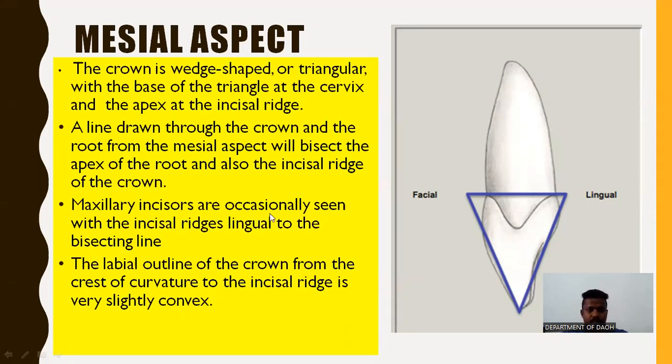Maxillary incisors are occasionally seen with the incisal ridges lingual to the bisecting line. The labial outline of the crown from the crest of curvature to the incisal ridge is very slightly convex. So what is the crest of curvature? The crest of curvature is the contact area. It is very slightly convex.